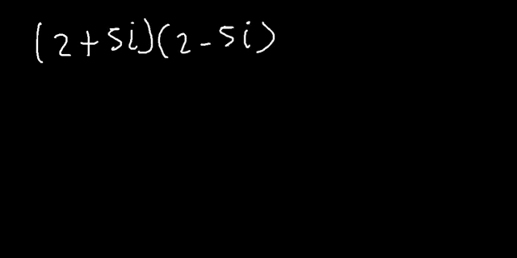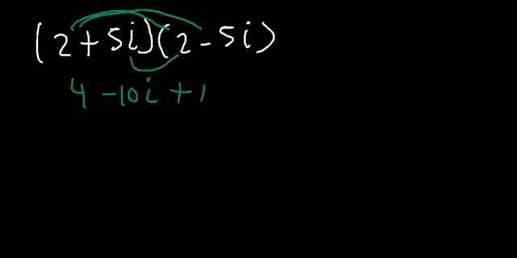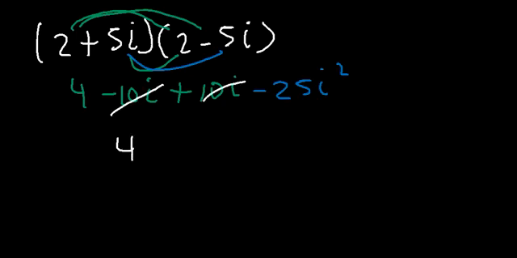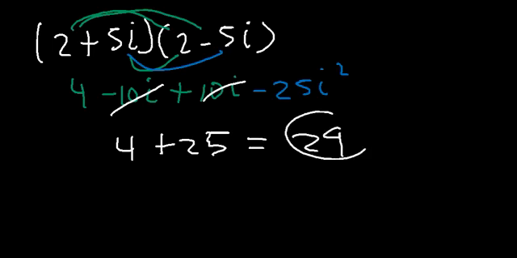Now the next example is multiplying by the conjugate. So let's say you have 2 plus 5i, and you want to multiply by its conjugate, 2 minus 5i. So FOIL it again. 2 times 2 is 4. 2 times negative 5i is negative 10i. 5i times 2 is positive 10i. And 5i times negative 5i is negative 25i squared. So the two middle terms cancel. So you get 4 plus 25 because i squared is minus 1. So your final answer is a real number, 29.